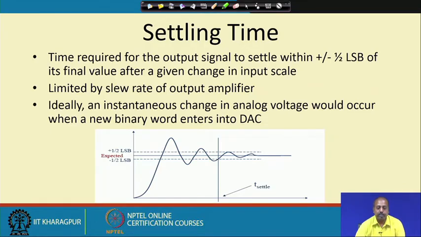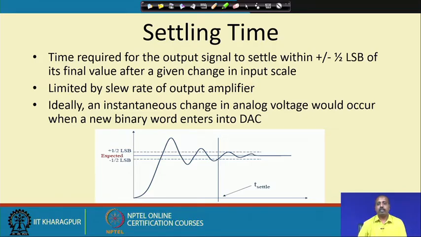It is limited by the slew rate of the output amplifier. The amplifier will have some slew rate, if you look into the operational amplifier literature. This gives us the time, how fast it settles to the proper value. Ideally, an instantaneous change in the analog voltage would occur when a new binary word enters into the DAC. This is the ideal behavior, that the DAC produces the output immediately, but it will not happen. So, it will have this T settle.